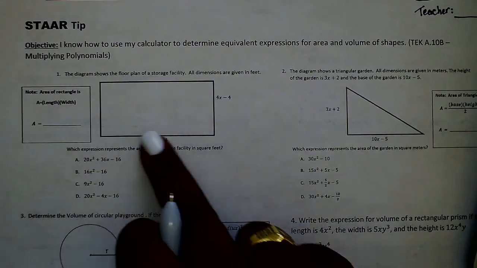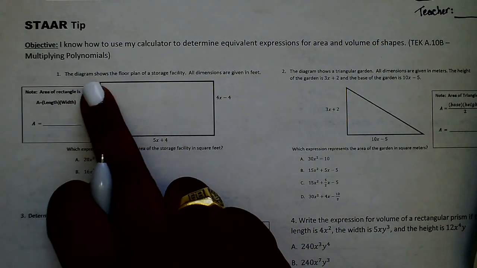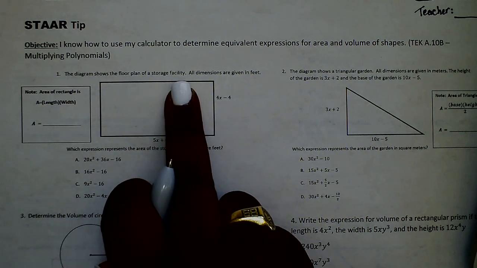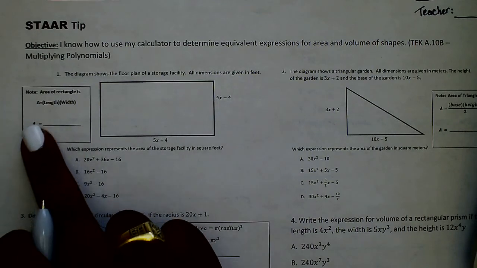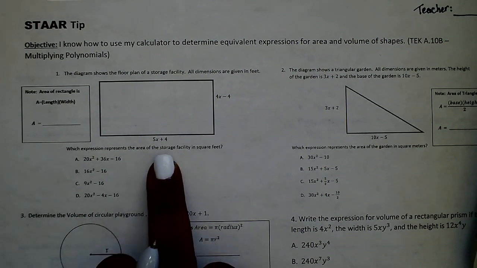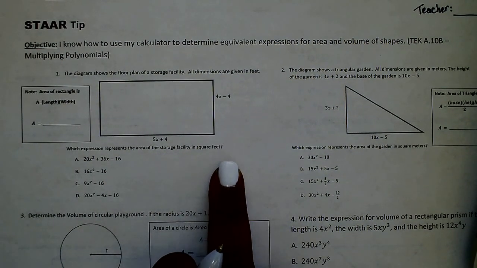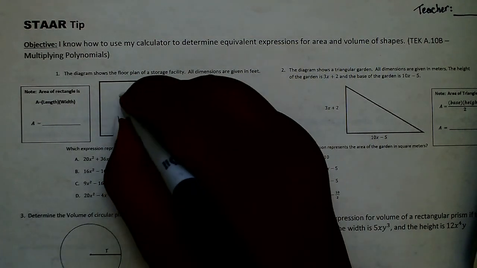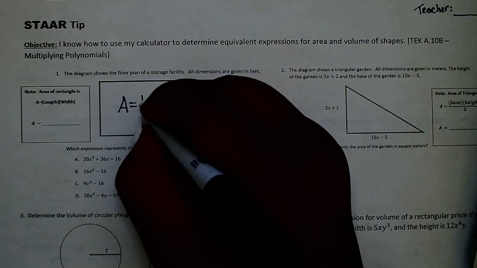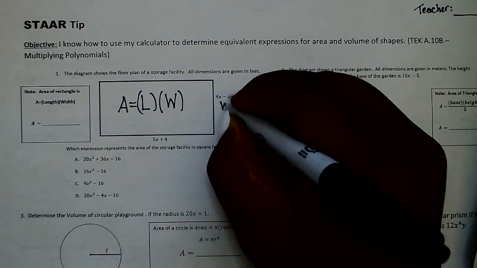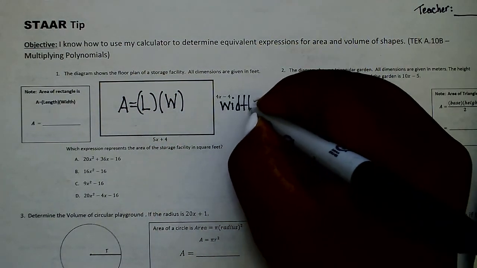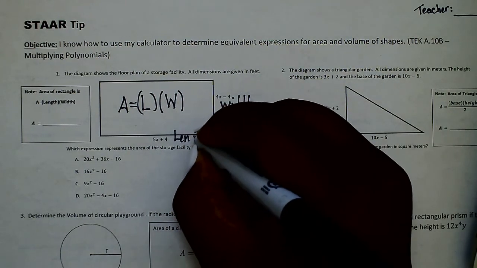We're given a rectangle. It says the diagram shows the floor plan of a storage facility. All dimensions are given in feet. Which expression represents the area of the storage facility in square feet? So we know that area is equal to length times width. Here's our width, and here's our length.